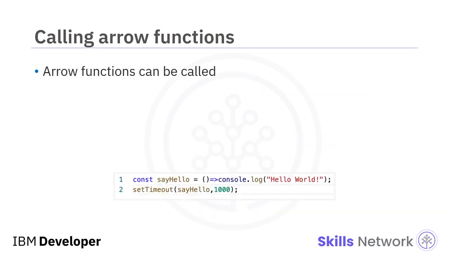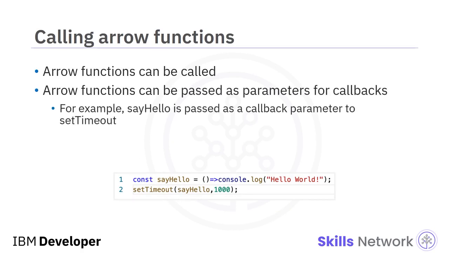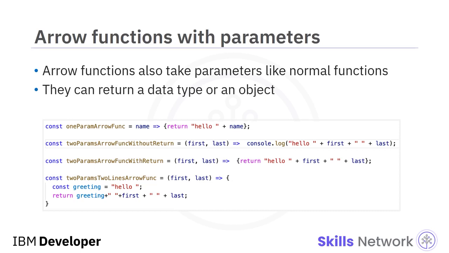Arrow functions are called like normal functions. They can also be passed as parameters for callbacks. Here, the arrow function sayHello is passed as a callback parameter to setTimeout. Arrow functions also take parameters like normal functions. They can return a data type or an object.